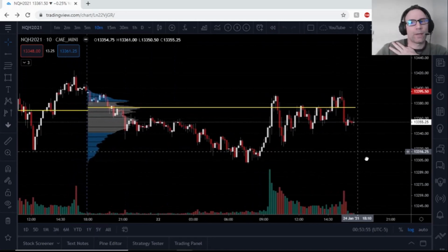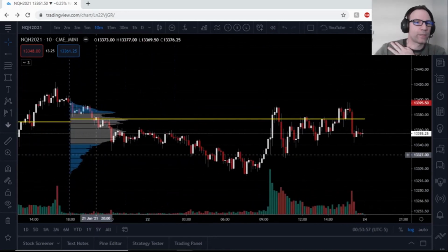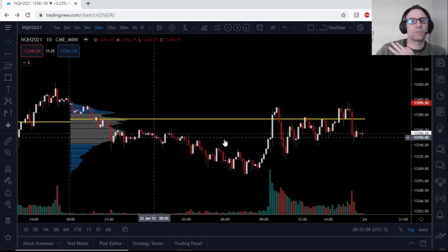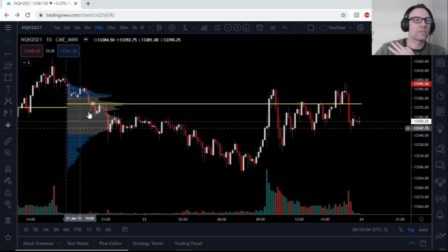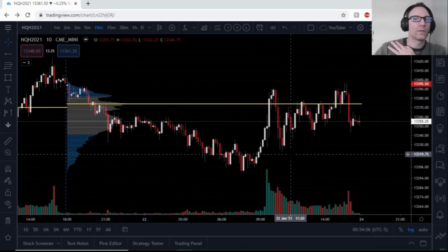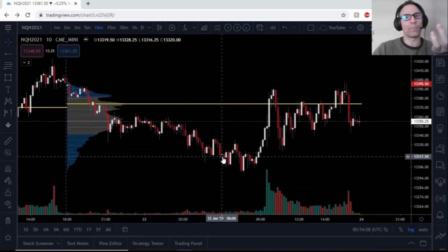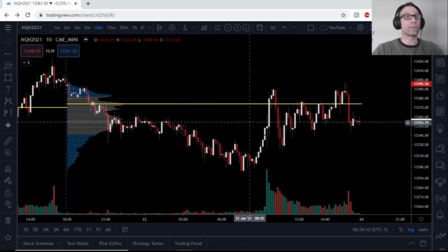Futures, as I've mentioned in other videos, has 3 distinct sessions: the Asian session, the London session, and the New York session. And we can use this volume profile on these sessions to try to get a better idea of what the market is doing or what it is going to do.